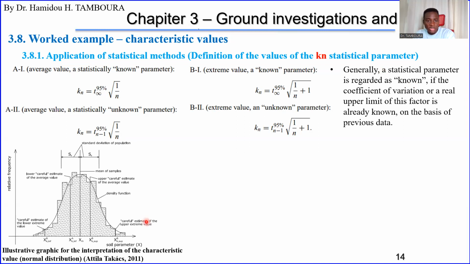Okay. The extreme value, these two, B1 and B2, is for extreme value. Do you remember for the footing, characteristic value of underlying system for the footing, we say that we should take the extreme value. So in that case, you should use this one or this one, depending if you are in this situation, known parameter or unknown parameter. Okay, so this is the formula how to obtain the Kn.